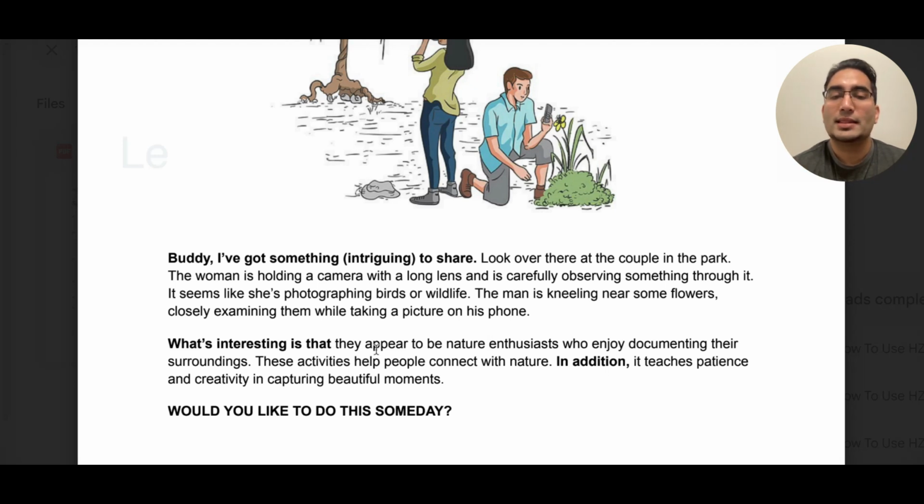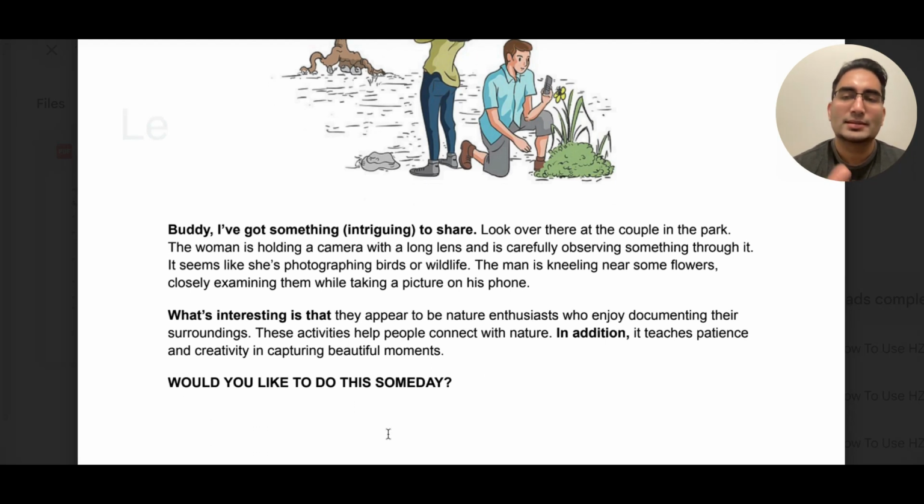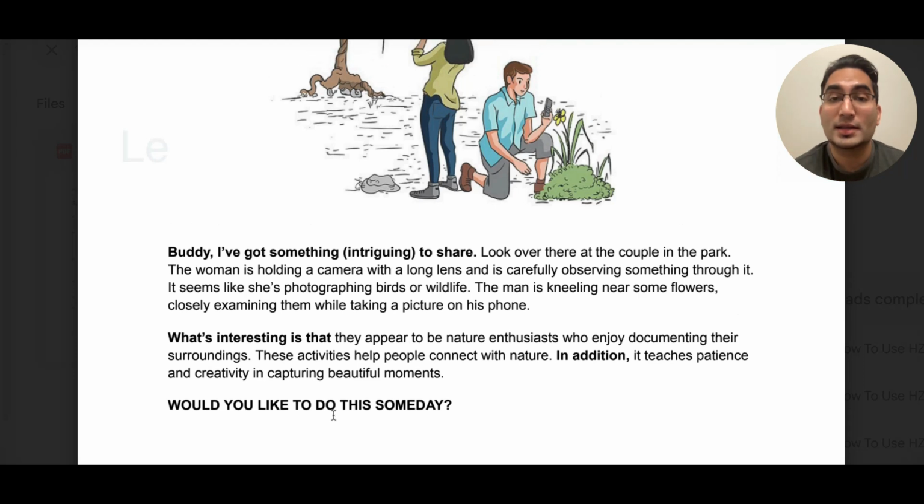What's interesting is that they appear to be nature enthusiasts who enjoy documenting their surroundings. These activities help people connect with nature. In addition, it teaches patience and creativity in capturing beautiful moments. This is an addition. This is appropriate to the situation, and you have to come up with your own concluding sentence for part 8. I'll tell you why. In this situation, we're saying, would you like to do this someday? Okay, so in this case, I'm going to ask the son, and I'm not going to say, take care, goodbye.